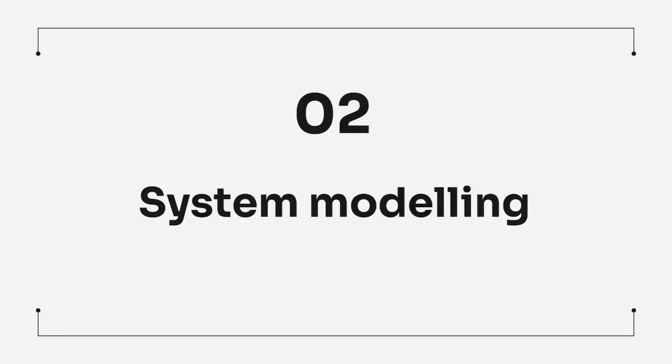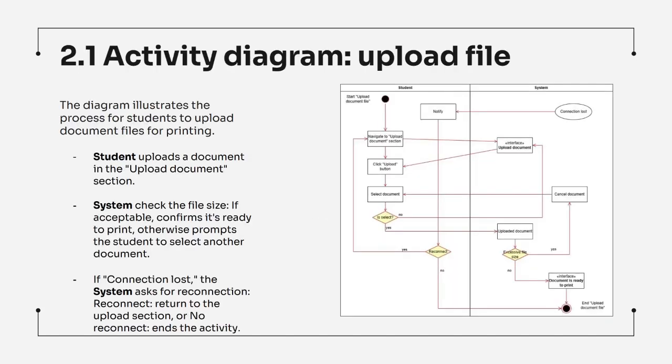Moving to the next part, the system modeling. In this part, we will draw some diagrams in order to gain a deeper insight into the system. Firstly are the activity diagrams. This is the activity diagram for the use case upload file. The diagram shows the process for students to upload a file for printing.